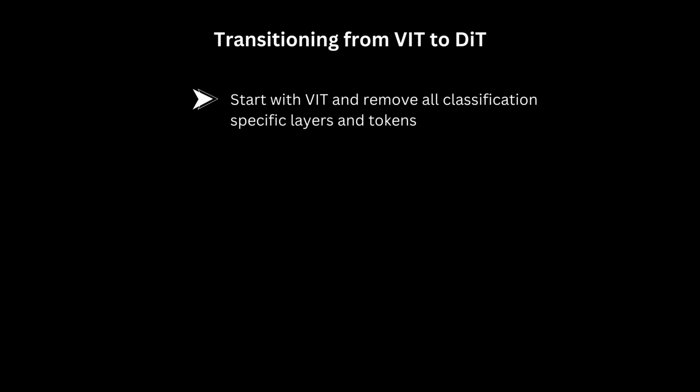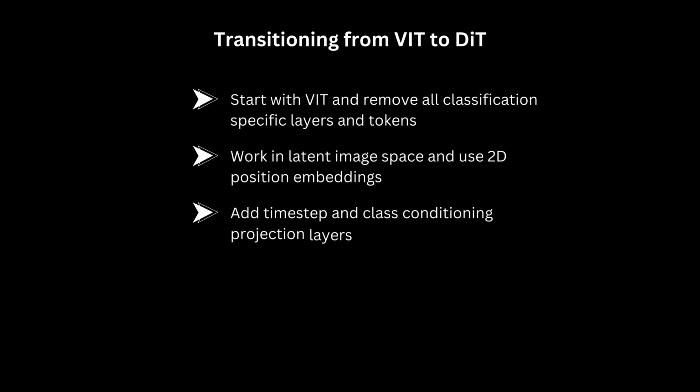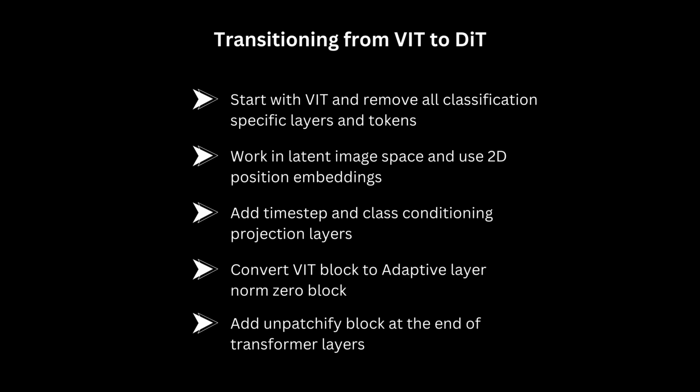For DiT, we start with the ViT architecture and get rid of classification layers. Work in latent space rather than pixel space. Add time step and class condition to get conditioning representation. Convert each ViT block to adaptive layer norm 0 block. And finally add unpatchify block at the end of transformer layers.